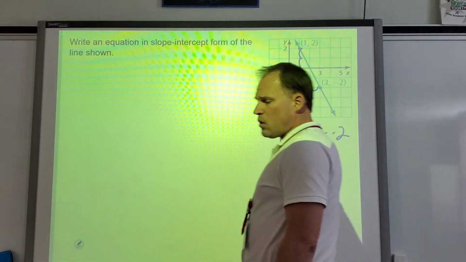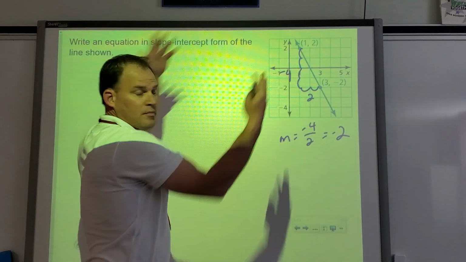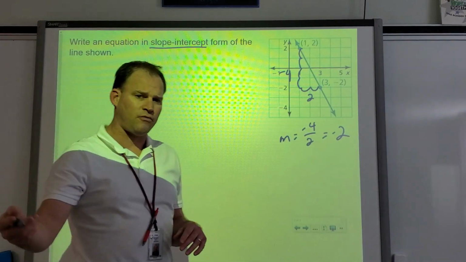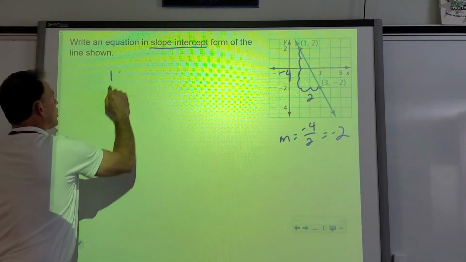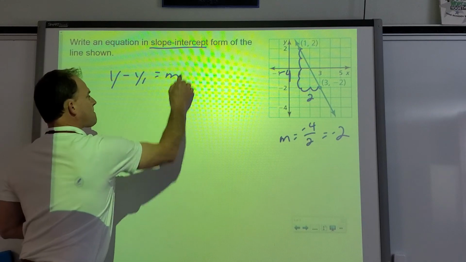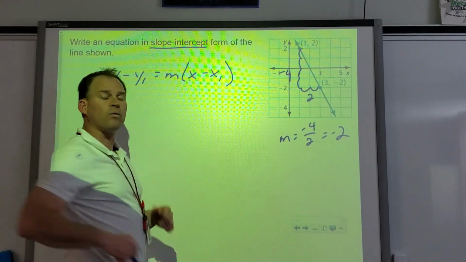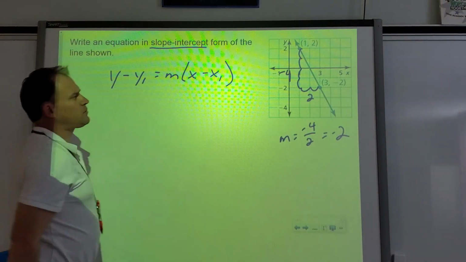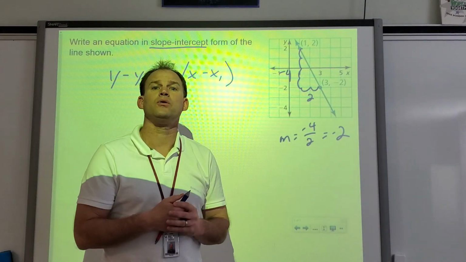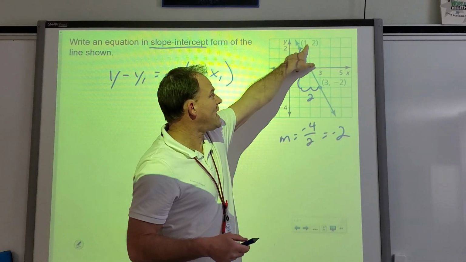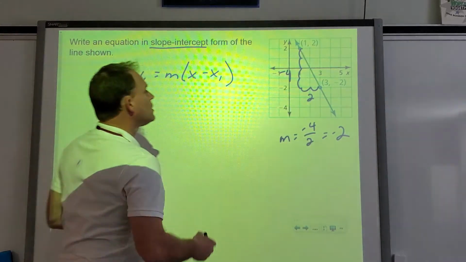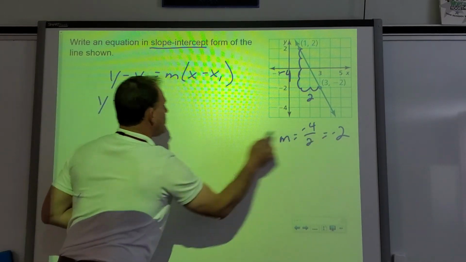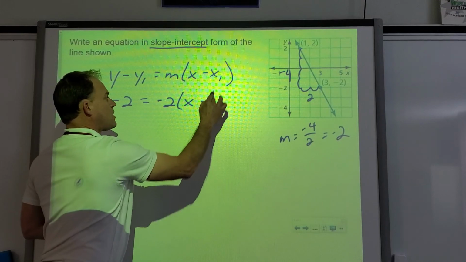All right. Now I need a point. I've got 2 of them. You could pick either one. And this one's telling me slope intercept form. So here we go. Start by writing the general form every time. Now I do my substitution. Which points do you want to use? It doesn't matter. You'll get the same answer either way. I would avoid the negatives if you can. Okay, so I've got y minus 2. The slope is -2. X minus 1.